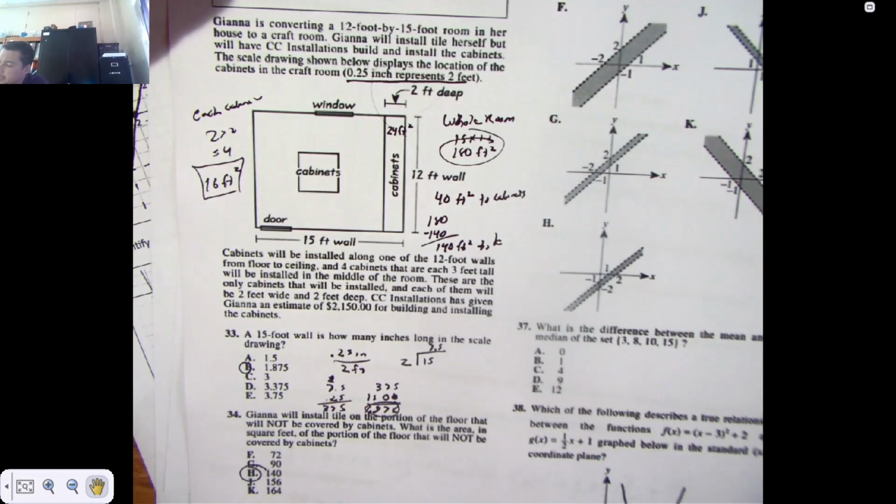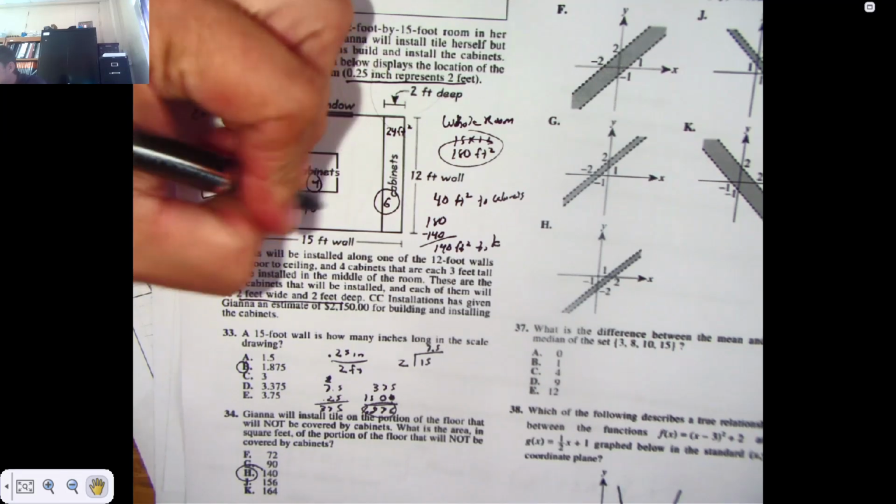CC Installations' estimate consists of a $650 charge for labor plus a fixed charge per cabinet. The labor charge and the charge per cabinet remain the same for any number of cabinets built and installed. What estimate would CC Installations give Gianna if the craft room were to have twice as many cabinets as Gianna is planning to have? So we have to figure out the cabinets she's going to have. These cabinets were 2 by 2, so it would take 6 here. There's 6 cabinets, and there's 4 here. There's 10 cabinets now.